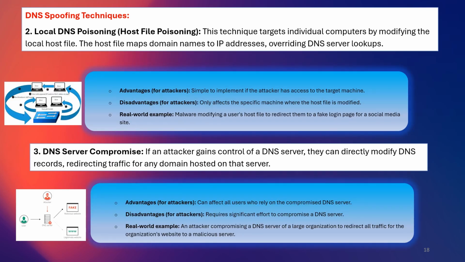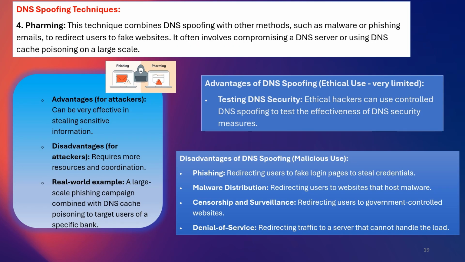DNS spoofing: local host file poisoning, or local DNS poisoning. Host file manipulation: the attacker modifies the host file on a target's machine to override DNS lookups. Instead of querying a DNS server, the system follows the attacker's modified entries. Example: a Trojan modifies the host file to redirect users trying to access facebook.com to a phishing page. Mitigation: restrict host file modifications. Use endpoint security solutions to detect tampering. Monitor host file integrity.